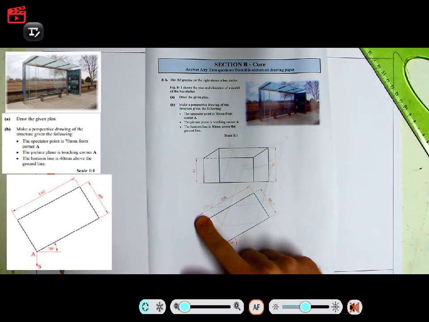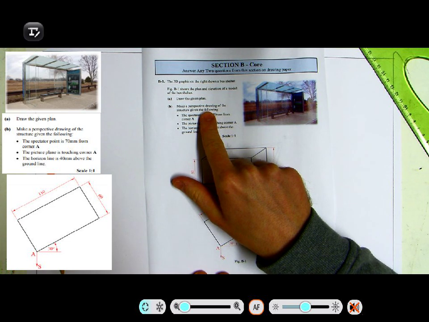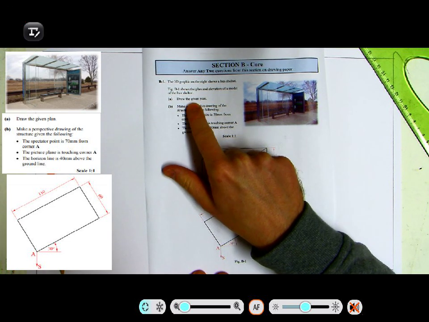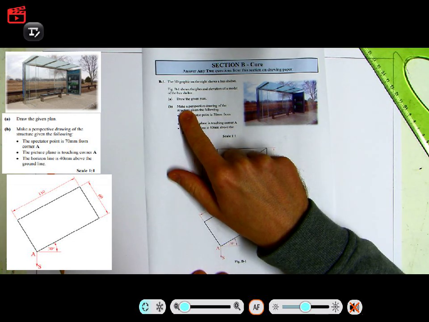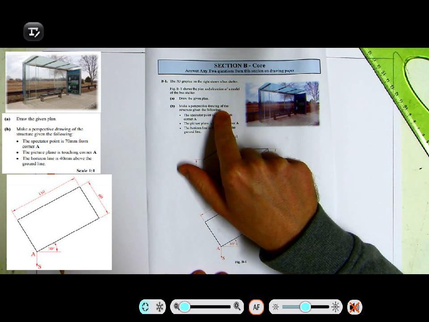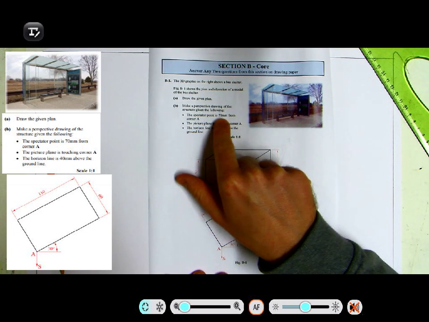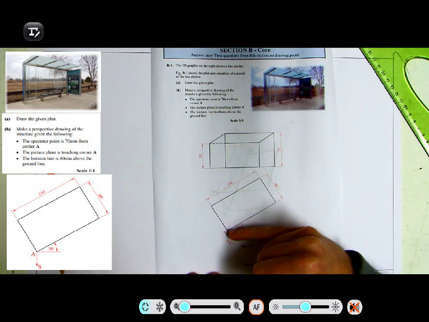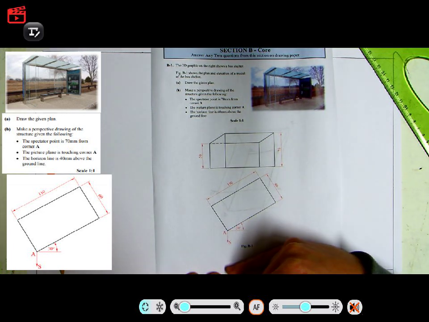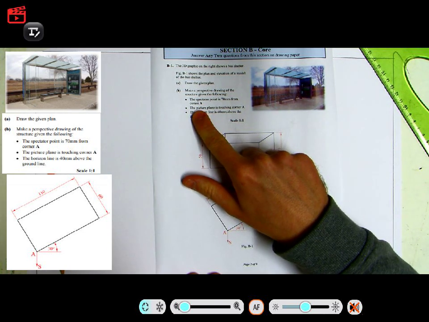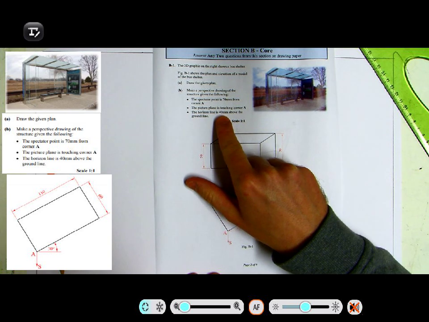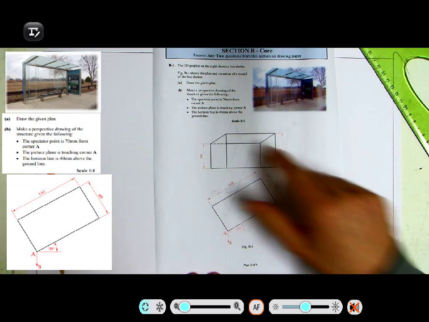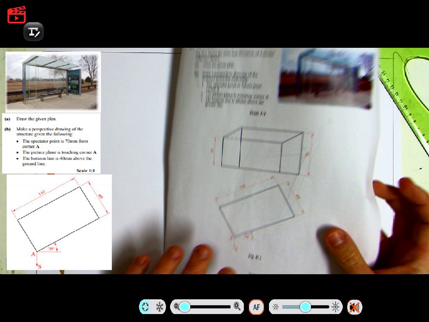Alright, so the first thing we're going to start with is the information that's given in the question. The information is we have to draw the given plan. Okay, so this one here. I'm going to do it a little bit differently to what you see in the image. We're going to make a perspective drawing of the structure given, and the spectator point is 70 millimeters away from corner A. So the spectator, there's corner A, is 70 millimeters away from it, waiting for his bus. The picture plane is touching corner A, and the horizon line is 40 millimeters above the ground line, therefore saying that the spectator is 40 millimeters tall.